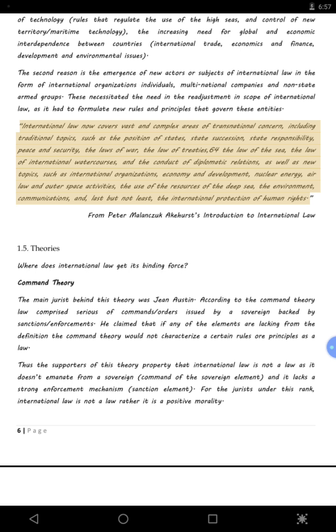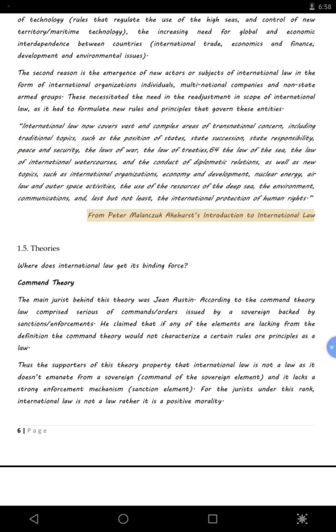International law now covers vast and complex areas of transnational concern, including traditional topics, such as the position of states, state succession, state responsibility, peace and security, the laws of war, the law of treaties, the law of the sea, the law of international watercourses, and the conduct of diplomatic relations, as well as new topics, such as international organizations, economy and development, nuclear energy, air law and outer space activities, the use of the resources of the deep sea, the environment, communications, and, last but not least, the international protection of human rights. From Peter Malanczuk, Akehurst's Introduction to International Law.